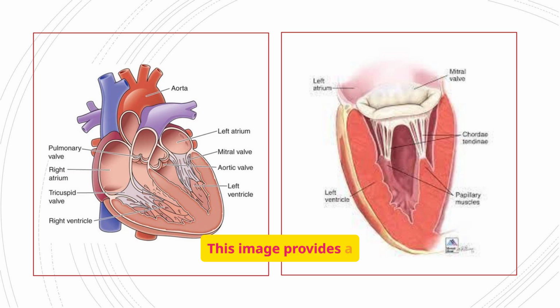This image provides a more detailed look at the heart's anatomy, including a close-up of the mitral valve. Notice the chordae tendineae and papillary muscles, which are crucial for preventing valve prolapse during ventricular contraction.